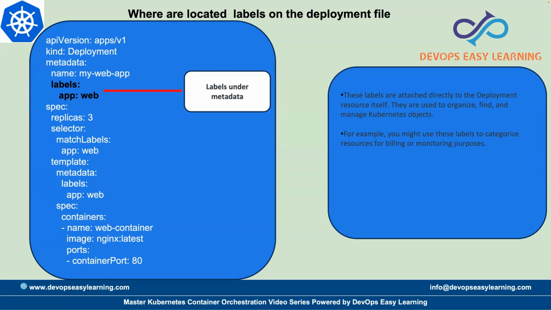The label under metadata is a label that we assign to the deployment, for example. And they don't have a direct impact on the operation. They don't have a direct impact on the operation of the pod, meaning that if you don't put those, it's not going to hurt your application. I mean, if you don't put it, your pod will still be able to come up, right?